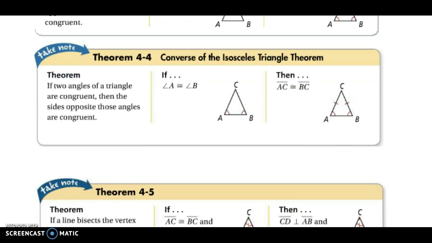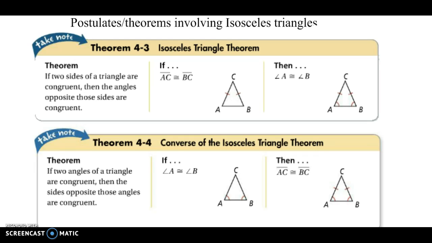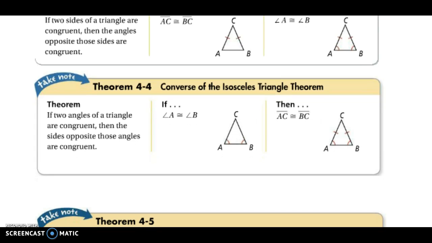So just to clarify, you can use the isosceles triangle theorem in a proof to say that a pair of angles are congruent if you know that a pair of sides in one triangle is congruent. And if you know that a pair of angles in one triangle are congruent, then you can use the converse of the isosceles triangle theorem to say that a pair of sides in your triangle is congruent.